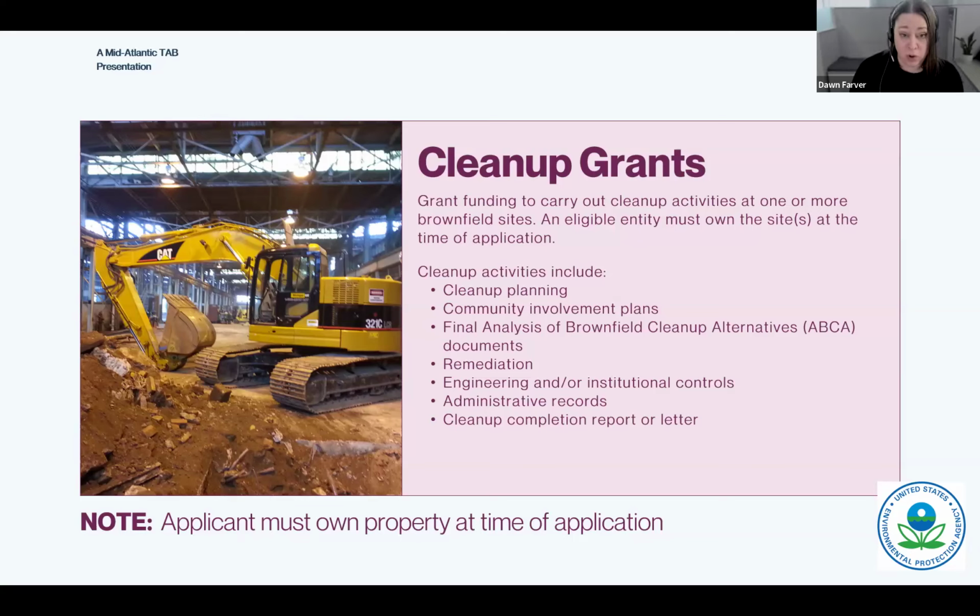An eligible entity, so whoever's applying for the grant, must own the site at the time of application and be the sole owner of that property. So make sure that you review that information if you're not sure. At the time that the grant application goes in, you have to be the sole owner at that point.